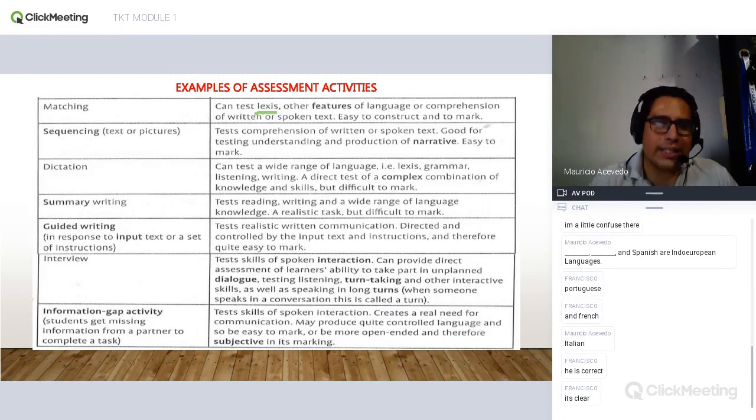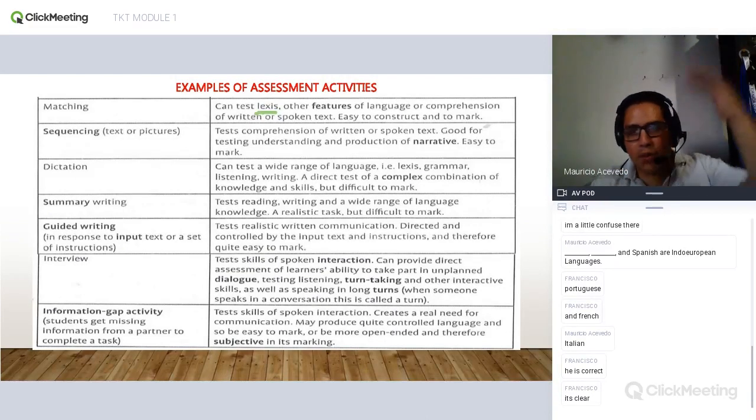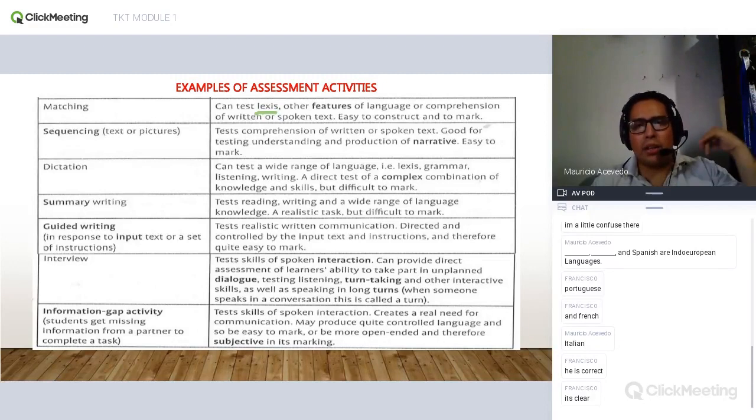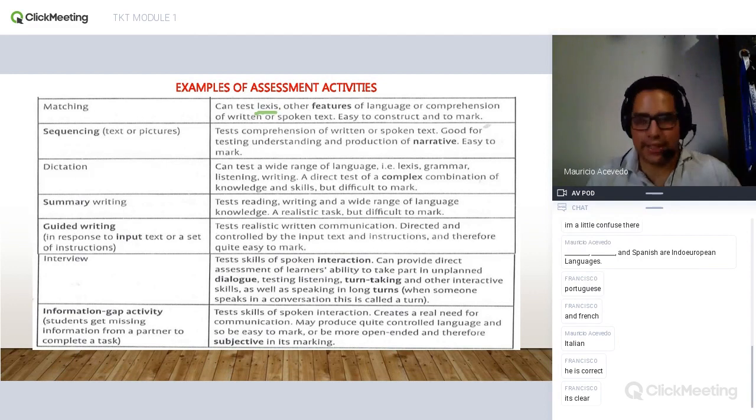Sequencing, text or pictures. Sequencing means putting things in order. For example, in a recipe you can have the steps for cooking hotcakes. For cooking hotcakes, you have first, then after that, etc.